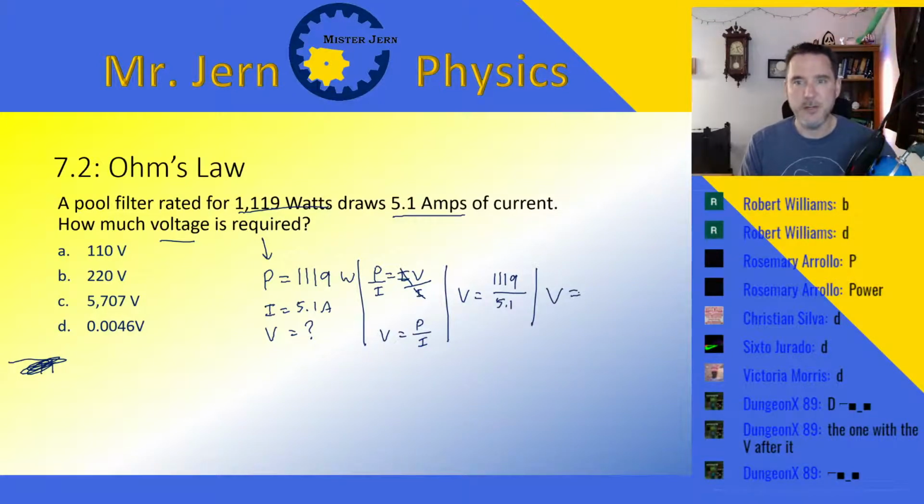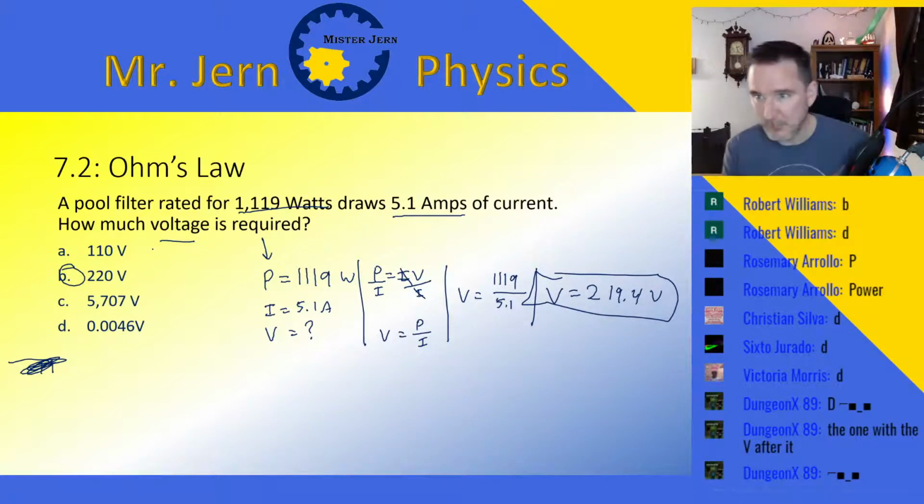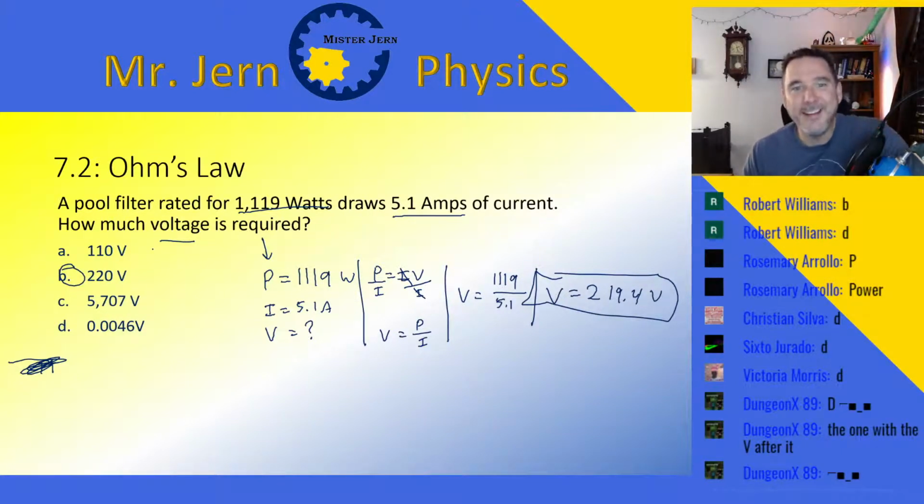So voltage is equal to, I think I know the answer, but I want to make sure. 1,119 divided by 5.1 is 219.4. So I'm going to write it just like that, in volts, as the final answer. And so the closest answer to that is B. Nobody said B, but that's okay. Again, I just wanted to walk you through one more, solving it using the 4 steps.